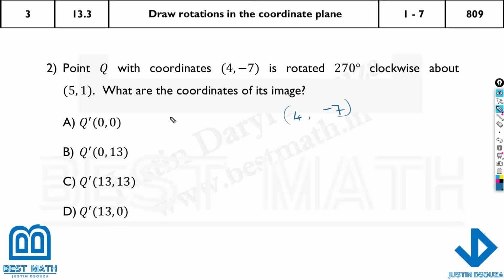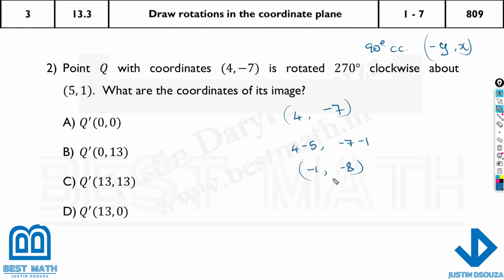So let's take the opposite signs first. That'll be 4 - 5 and -7 - 1. And the answer would be -1, -8. Next, we are now rotating 90 degrees counterclockwise. That would be, the formula is -y, x.